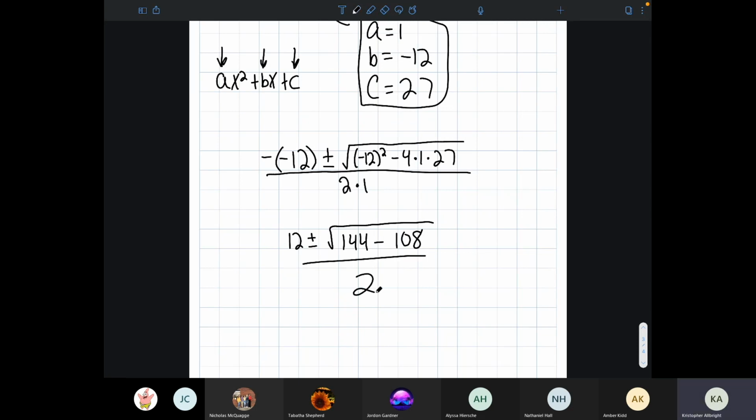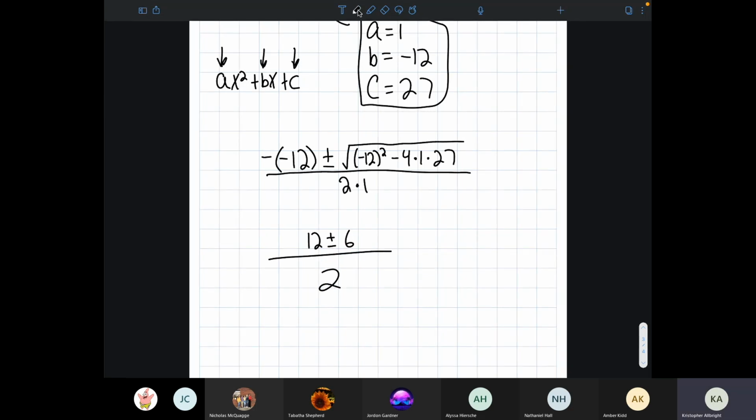Okay, so 144 minus 108, we end up with 36. We know that 36 is 6 times 6, so the square root of 36 becomes 6. 12 plus or minus 6 over 2. Y'all with me so far? Yes, sir.